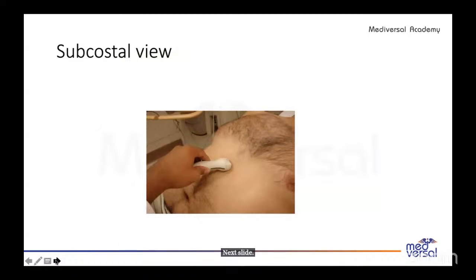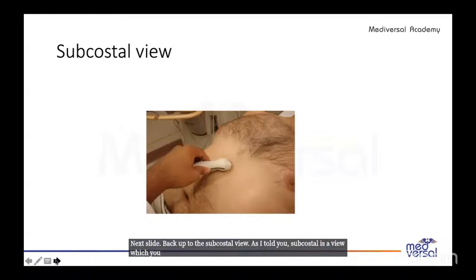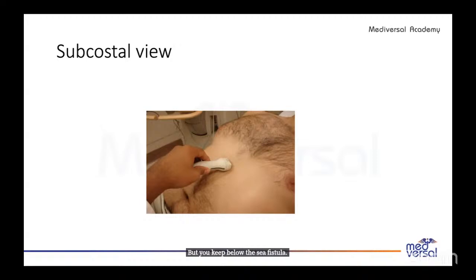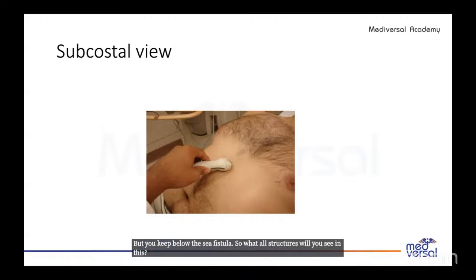Now come to the subcostal view. As I told you, subcostal is a view in which you put the probe below the xiphoid. Now you just see the pointer. The pointer is pointing just parallel to the left nipple of the patient, but you keep it below the xiphoid. So what all structures will you see in this? Next slide.